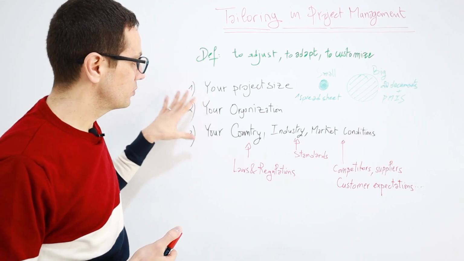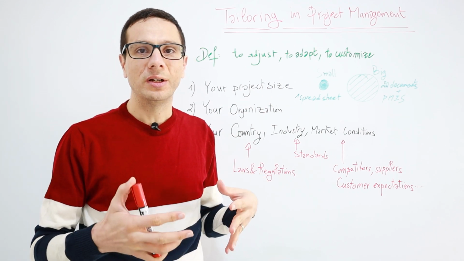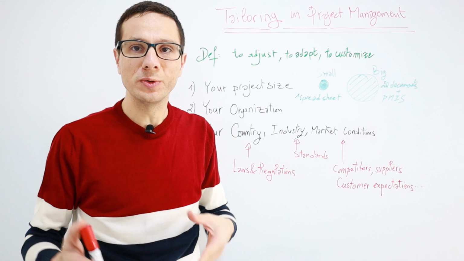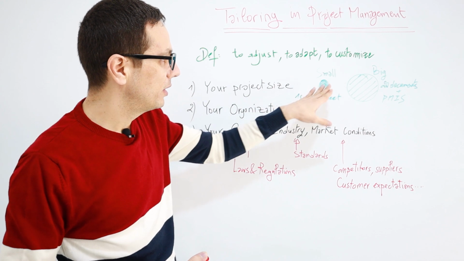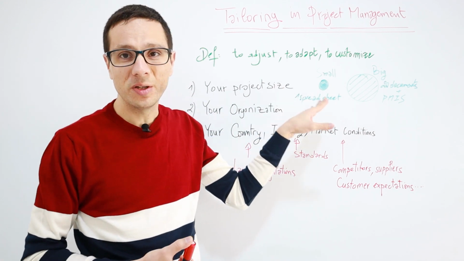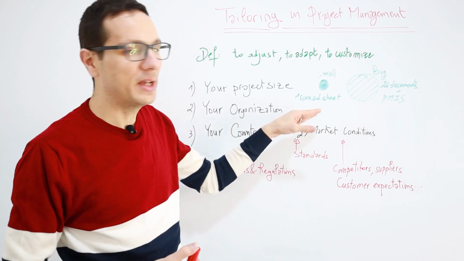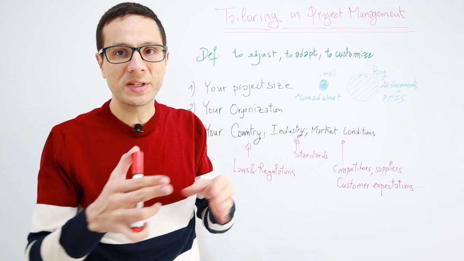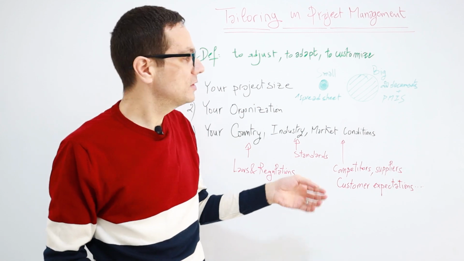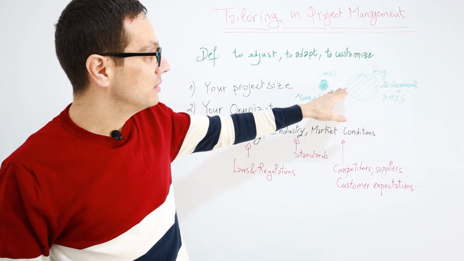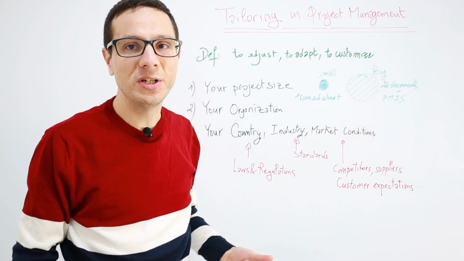Let's start with the first one, which is the project size. Your project size will push you in the first place to use some processes or drop some others. For example, if you have a small project, maybe one spreadsheet is sufficient to manage the whole project. It could be Excel, it could be Google spreadsheet with some different tabs and sheets, and it will be sufficient. On the other hand, if you have a big project, maybe one spreadsheet is not sufficient.